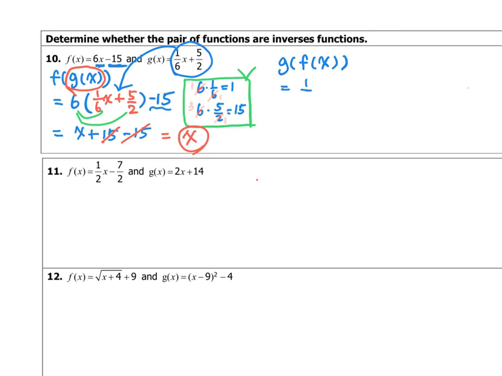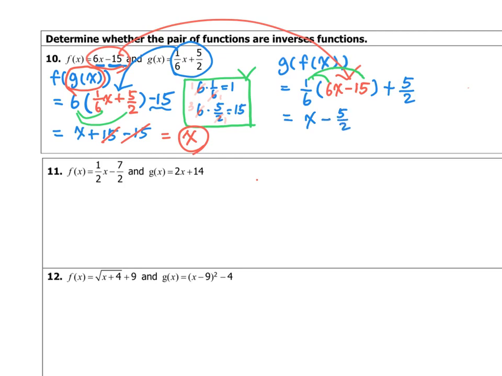So g of x starts with 1 over 6. Instead of x, we're gonna put the whole thing from f of x, which is 6x minus 15, and finish it up, g of x plus 5 over 2. Same process, you're gonna distribute 1 over 6 to each term. It will be x by itself and minus 5 over 2, and finish up plus 5 over 2. At the end, we will only have x itself.